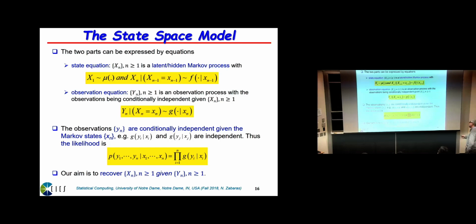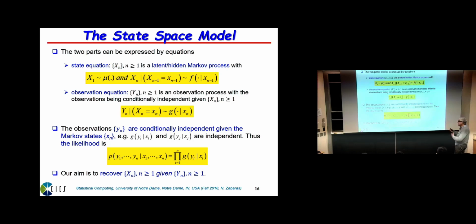Because of the way I write this, you notice yn depends only on xn. So if I want the probability of all the observables given all the states, conditionally all these y's are independent random variables, so I can write this probability as the product of all the g's, the way that you see here. So you can think of this as the likelihood model. I'm sorry, all of the things up there are the prior model, and this is the likelihood model.